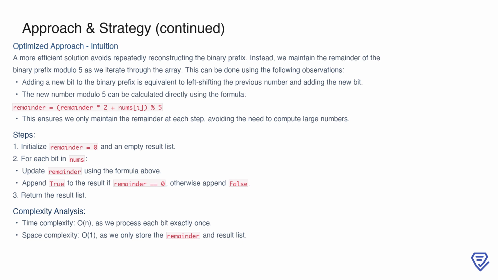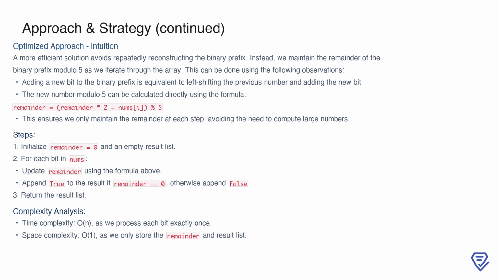Using this insight, we can update the remainder efficiently with the formula: remainder equals the previous remainder multiplied by 2, plus the current bit, all modulo 5. This allows us to maintain only the remainder at each step, avoiding the need for large intermediate computations.